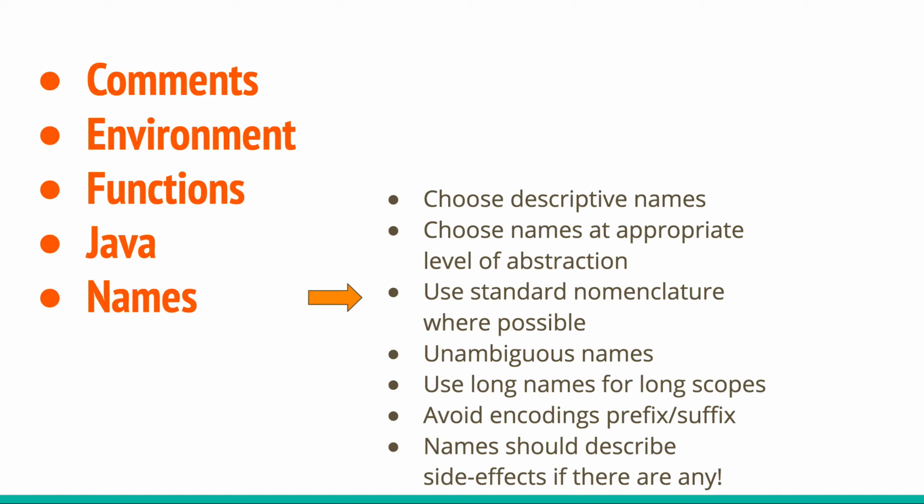Use unambiguous names, with clear intention as to what the method or the variable is; this is highly encouraged. You can lean toward long names versus short names, especially when the scope is much larger. Avoid encoding prefixes like L1, L2, F underscore, G underscore. Do not encode prefixes or suffixes in your names. And names should describe side effects if there are any. If you're doing something and something else, then name it that way. So names are very, very important, a huge contribution to the readability of your code.